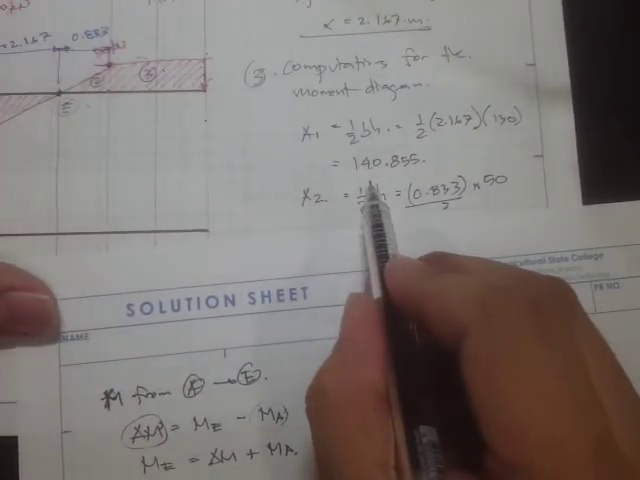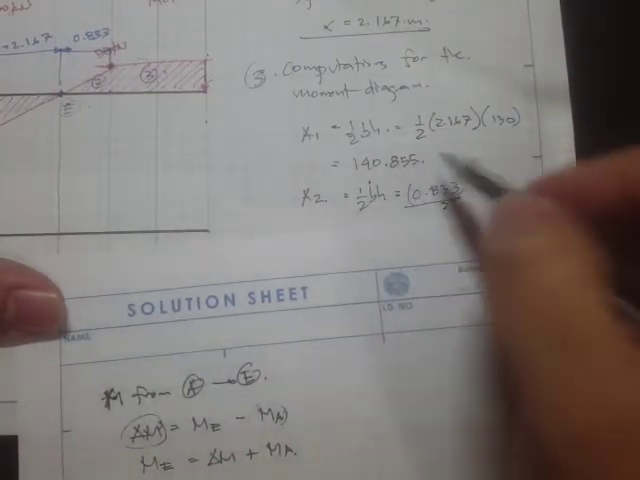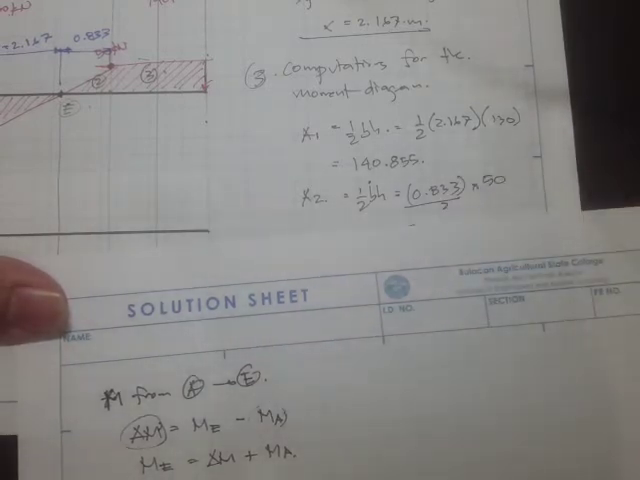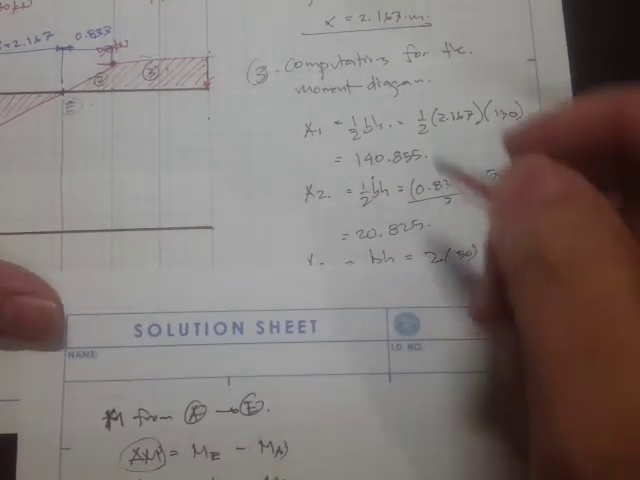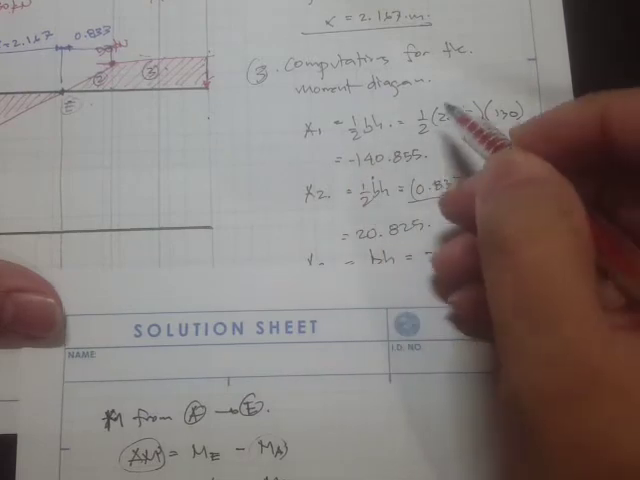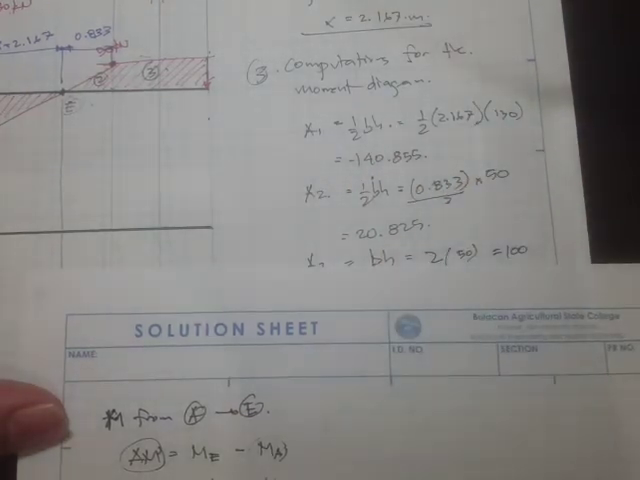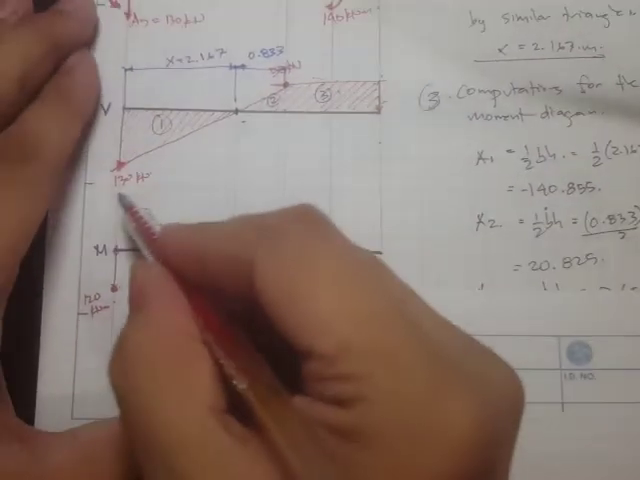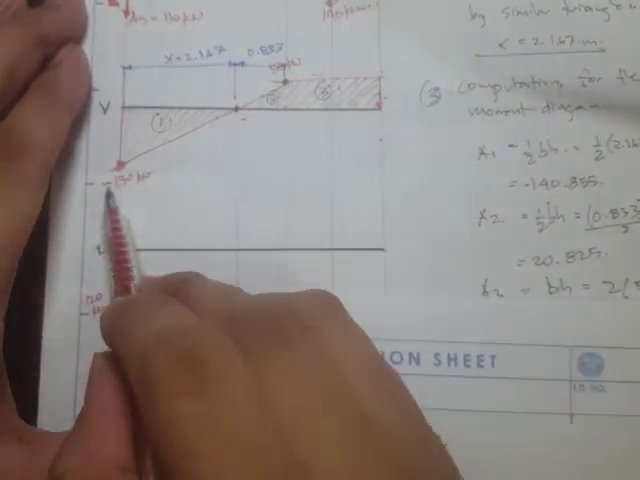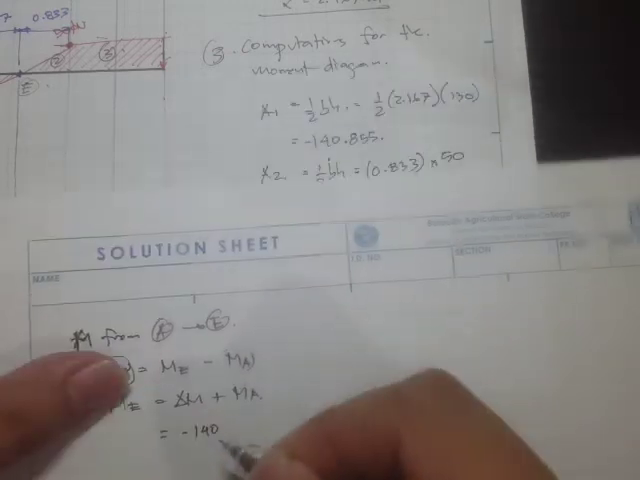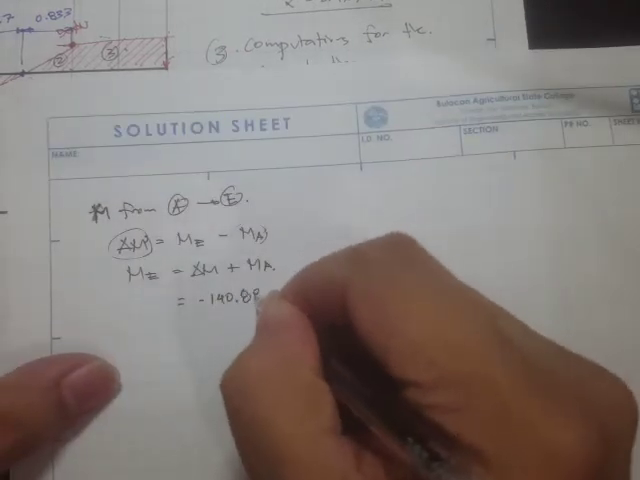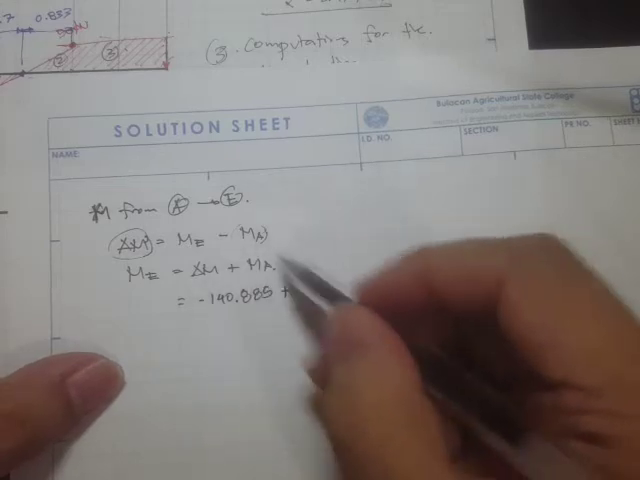Now the delta M is the area, and I think this is a negative area. And the shear right here should be negative. Alright, negative, so that should be negative. Okay, our delta M is negative 140.885, plus our value of M sub A.